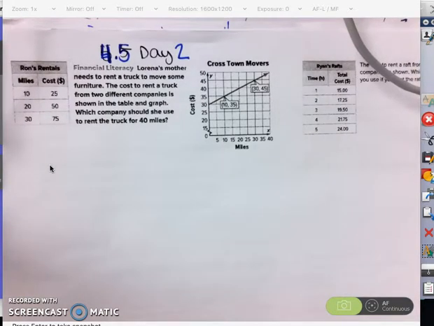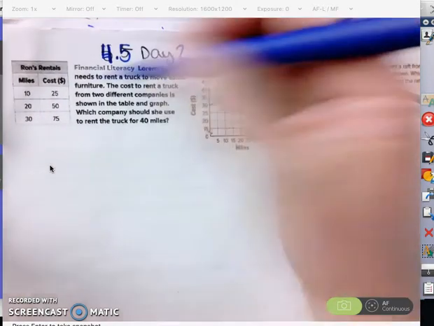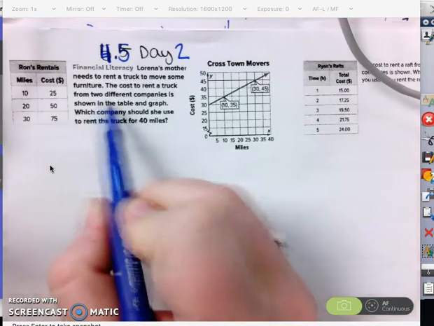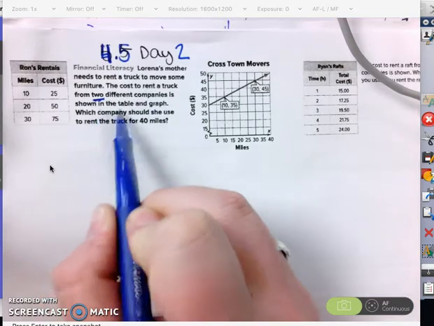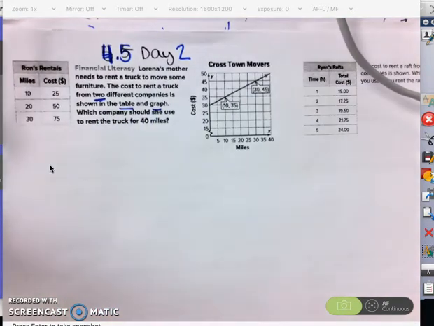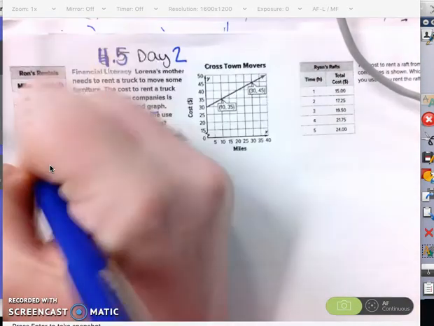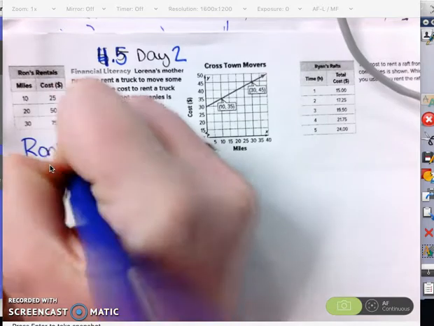So Lorena's mother needs to rent a truck to move some furniture. The cost to rent a truck from 2 different companies is shown in the table and the graph. So which company should she use to rent the truck for 40 miles? So over here we're going to look and try and find Ron's rentals.